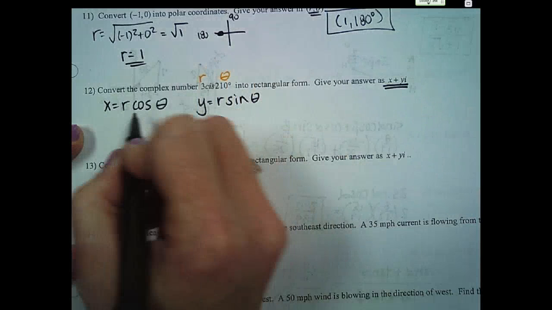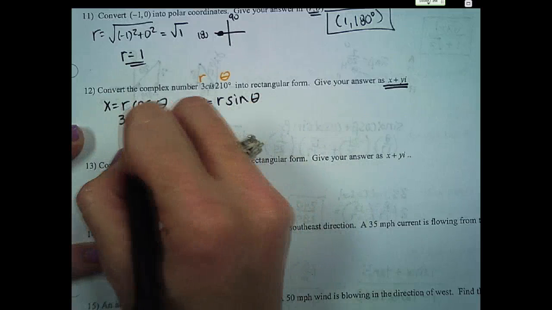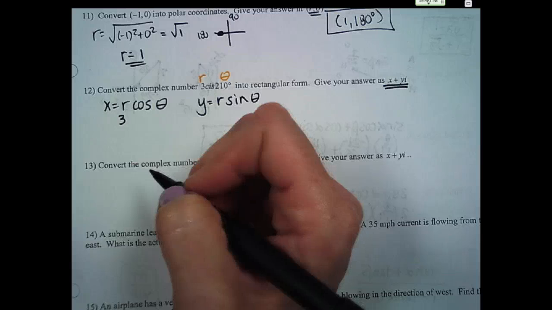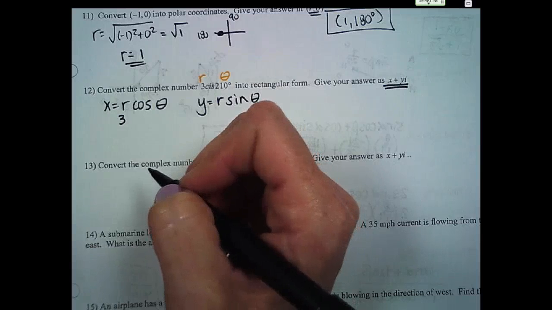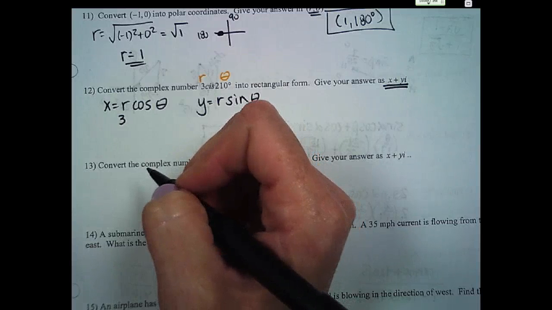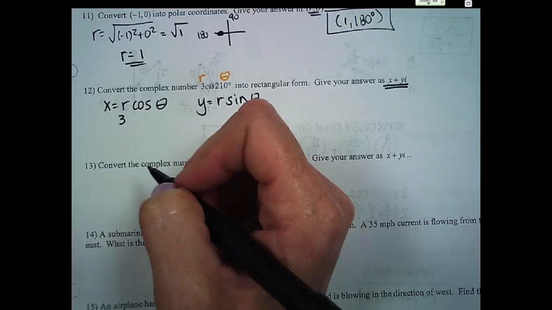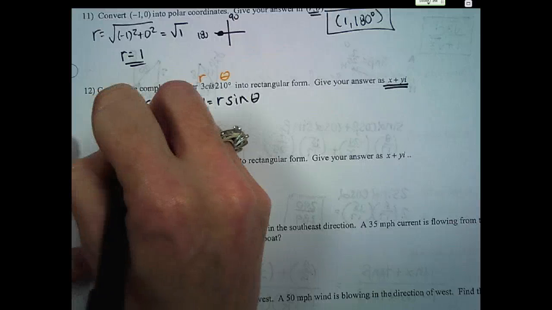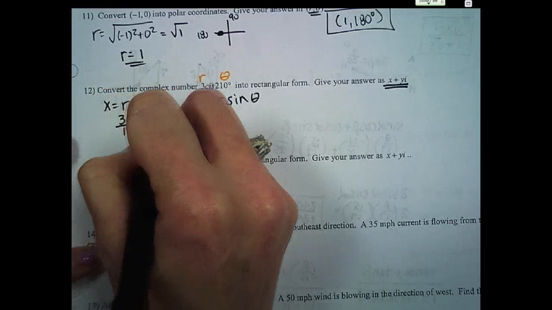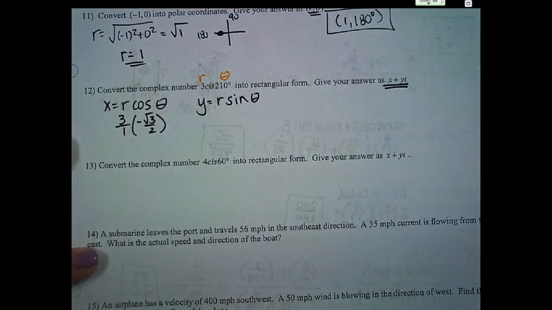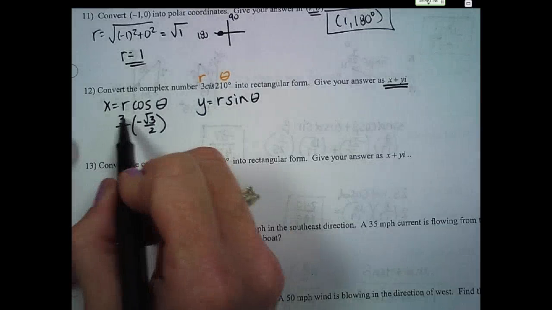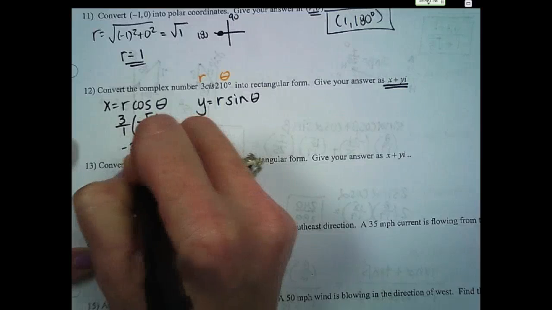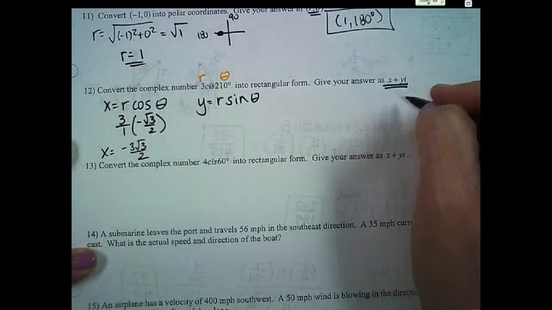R is 3, and I want the cosine of 210. Okay, use your unit circle. What is cosine at 210? If it's on your unit circle, you're going to have to use it. So cosine at 210 from your unit circle is -√3/2. Okay? So you multiply tops and bottoms, remember? So -3√3/2. That's your x value. And you can come over here and write that down.